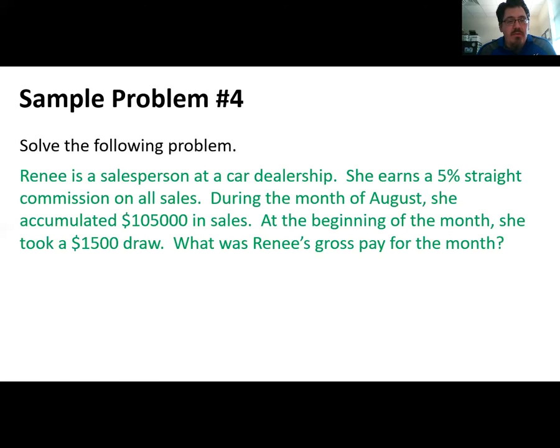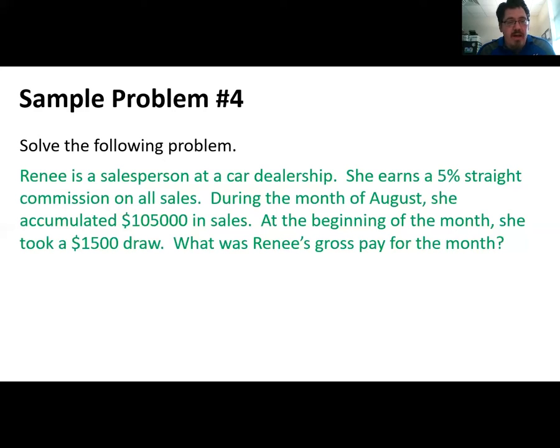Now, another situation with commission type situations is sometimes companies will pay a person in advance, to kind of help with living situations. It's hard to get paid once a month or hard to get paid just when you make sales and that kind of stuff because you're not guaranteed a routine amount. And so sometimes companies will give you essentially an advance on your paycheck, and that's called a draw.